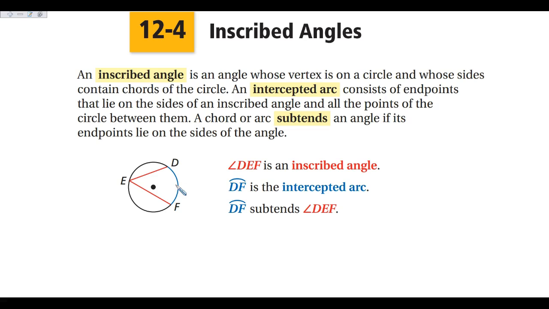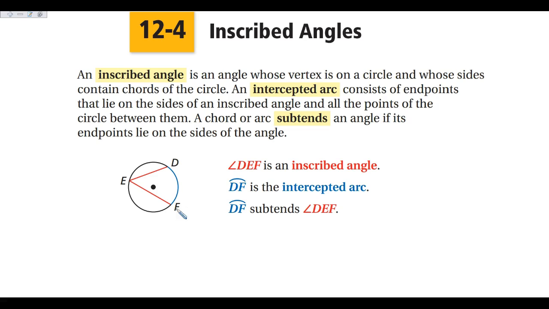Those are the endpoints of the sides of your angle. So the angle intercepts the arc. All right. The arc subtends an angle. So that's the vocabulary if we do it the other way around. So I can say that angle DEF intercepts arc DF, or I can say that arc DF subtends angle DEF. Okay, so that's just the different verbiage and vocabulary on how we say those.